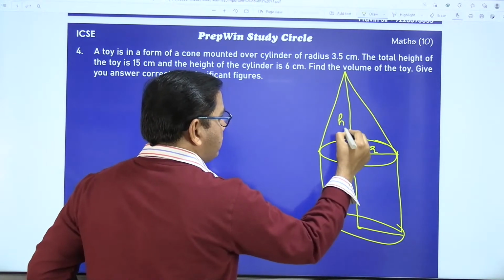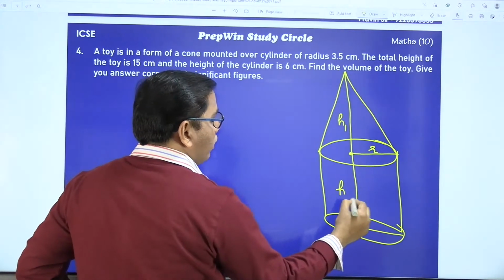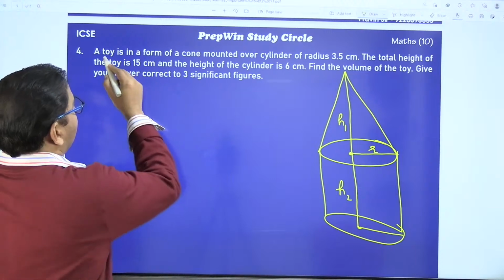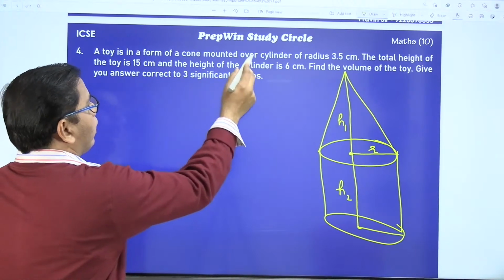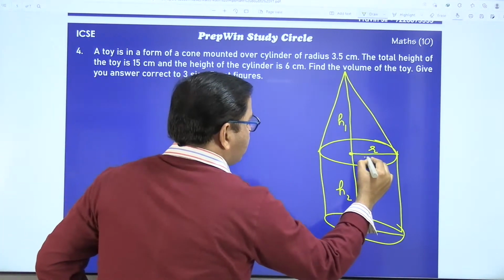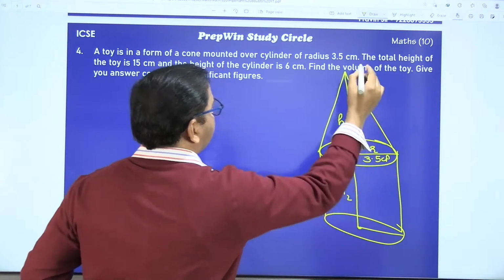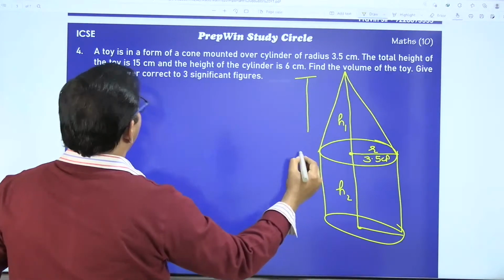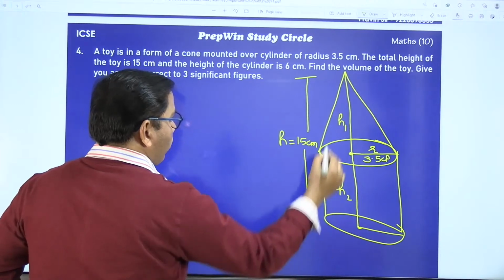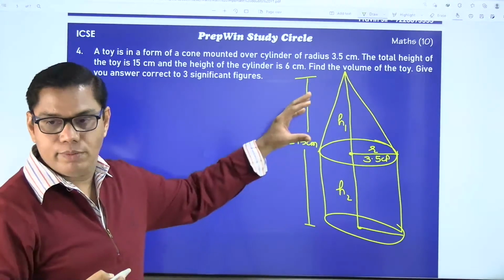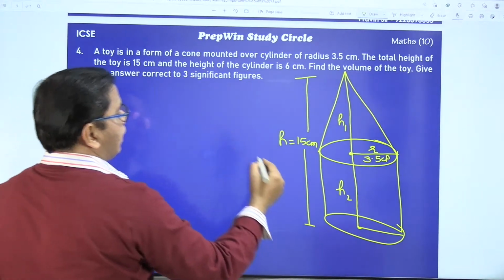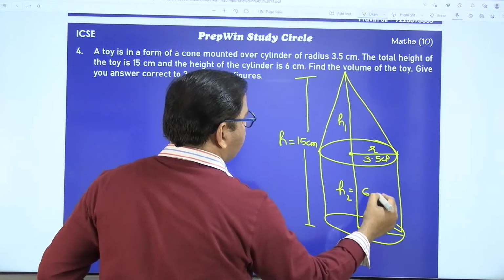Let me say h1 is the height of the cone and h2 is the height of the cylinder. A toy is in the form of a cone mounted over a cylinder. So the cone is mounted on the top of the cylinder. Radius is 3.5, so this radius is given as 3.5 centimeter. The total height is 15 centimeter. H is equal to 15 centimeter. Okay, so h1 plus h2 is equal to 15 centimeter. That is the height of the cylinder and the height of the cone. And the height of the cylinder is 6 centimeter. This h2 is equal to 6 centimeter.